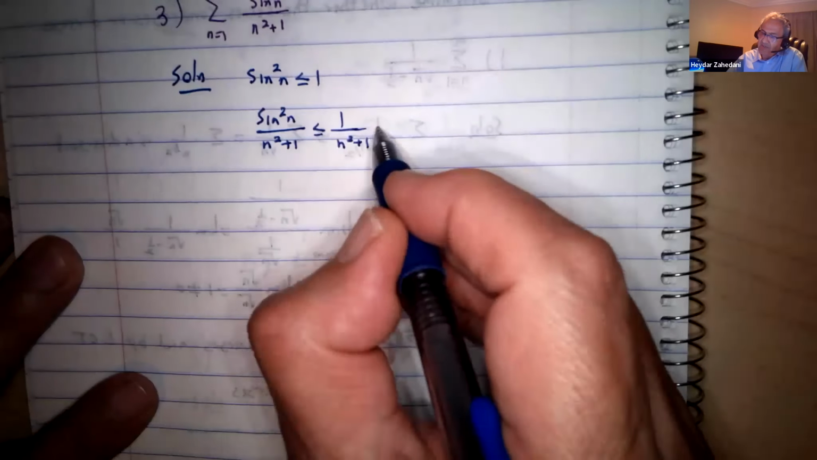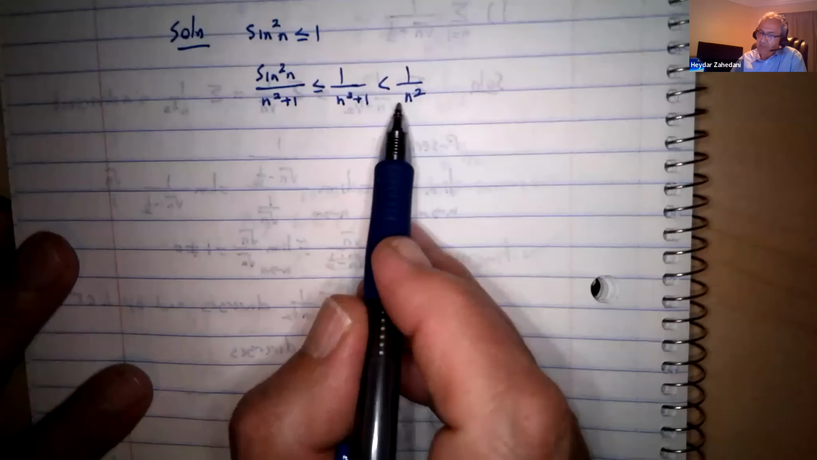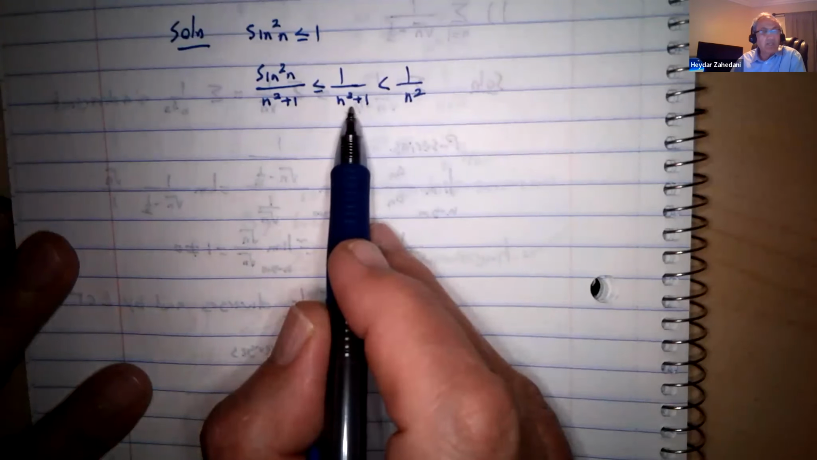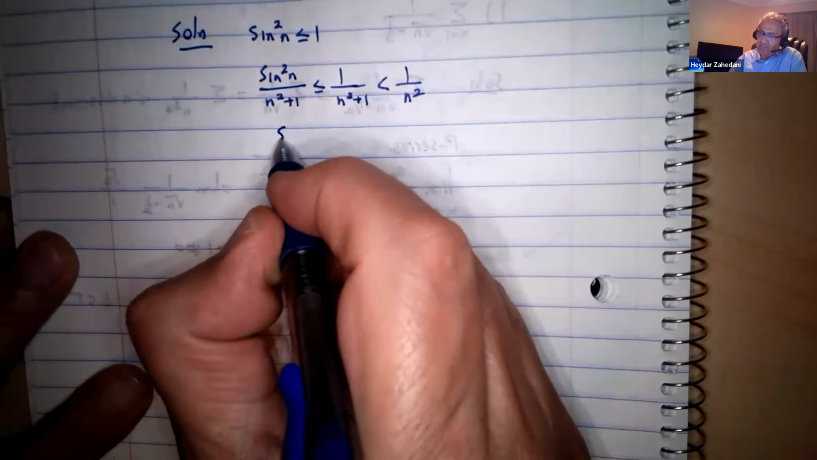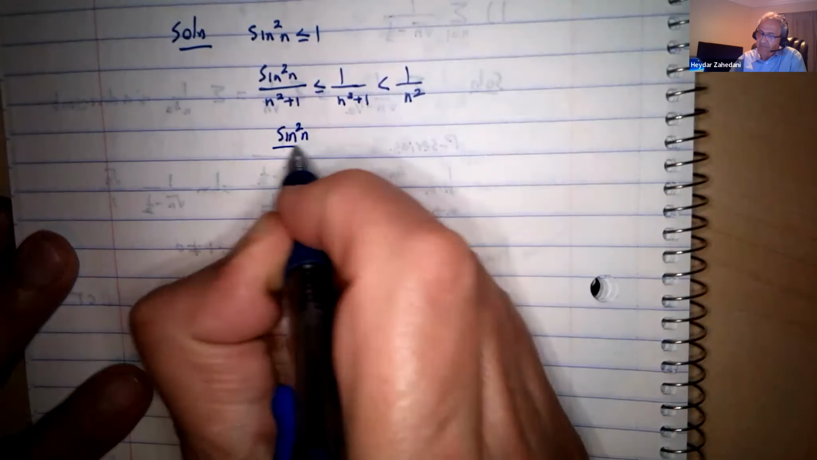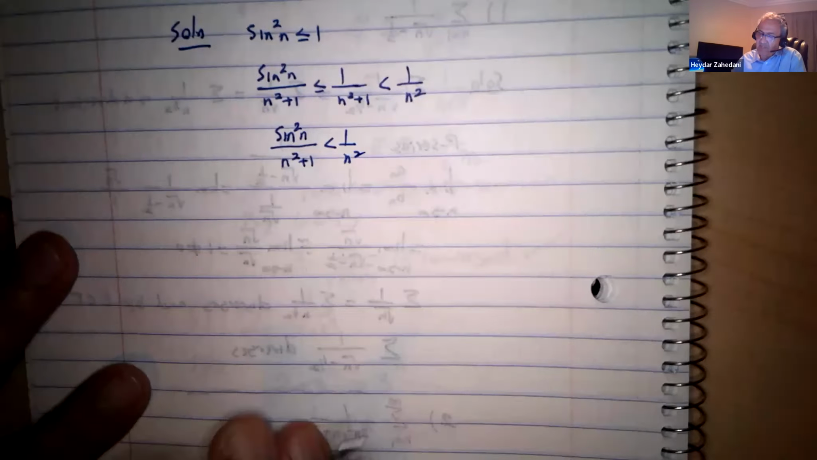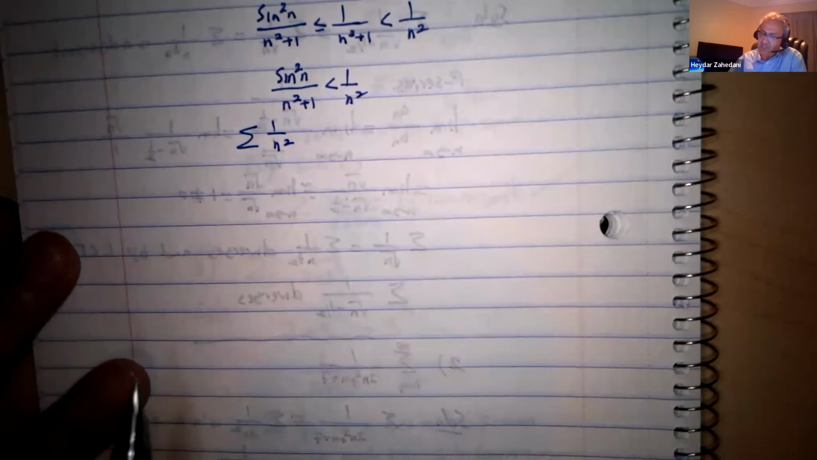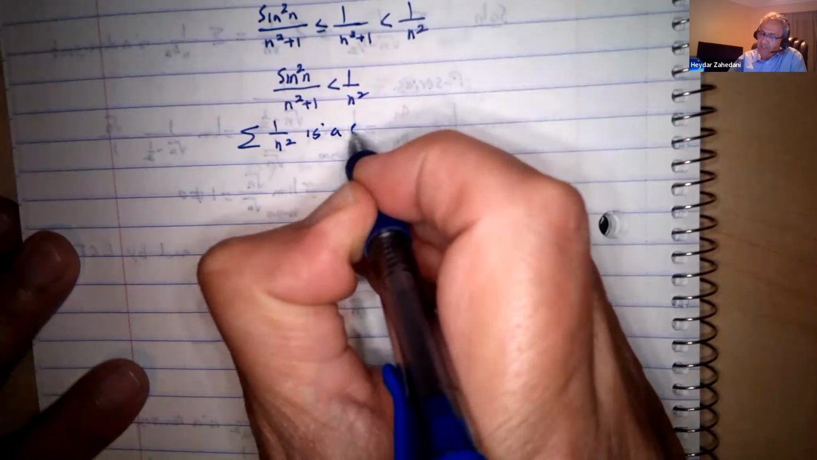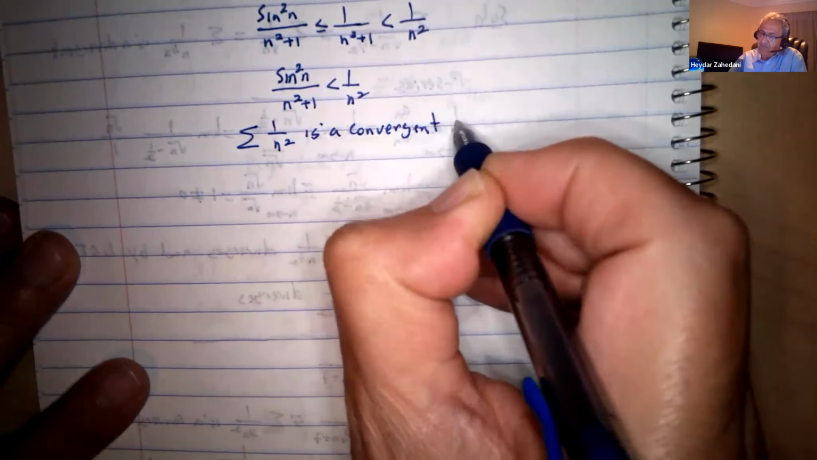See? And this is going to be less than 1 over n², because when you have two fractions with the same numerator, the one with the largest denominator is going to be smaller. So basically the sine squared of n over n² plus 1 is less than 1 over n². But sigma of 1 over n², you know, is a convergent P series.